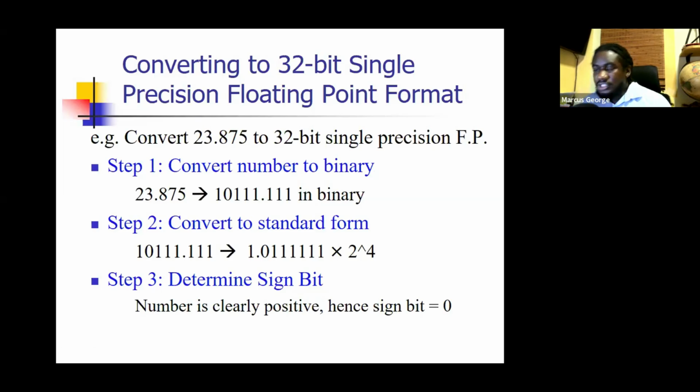The third step is to determine the sign bit. So the number is basically a positive number. If the number is positive, then the sign bit is 0. If the number is a negative number, then the sign bit is 1. So remember that.